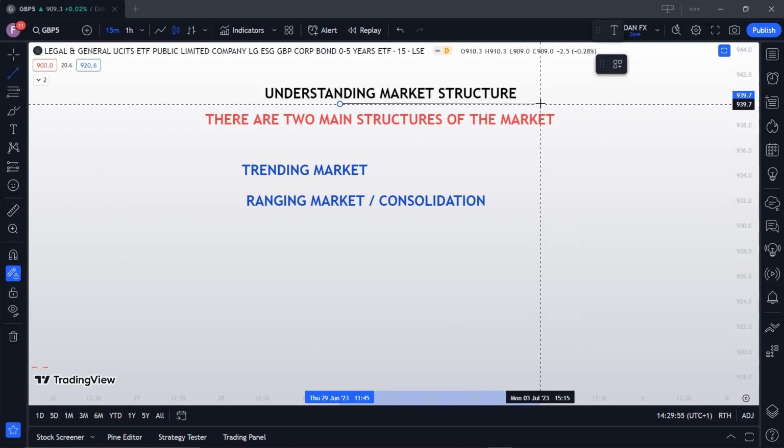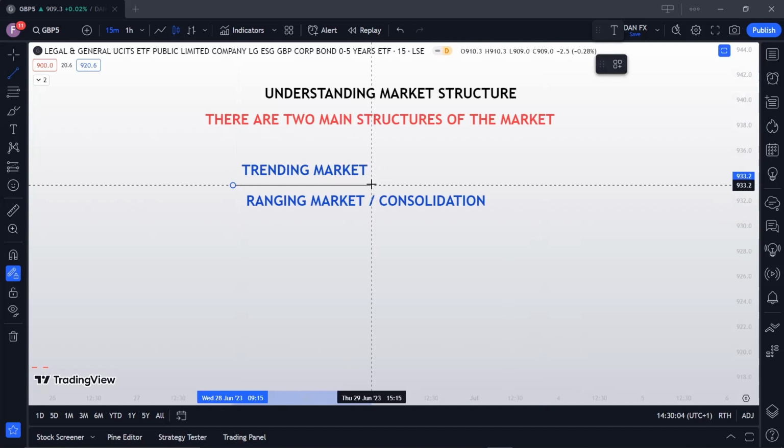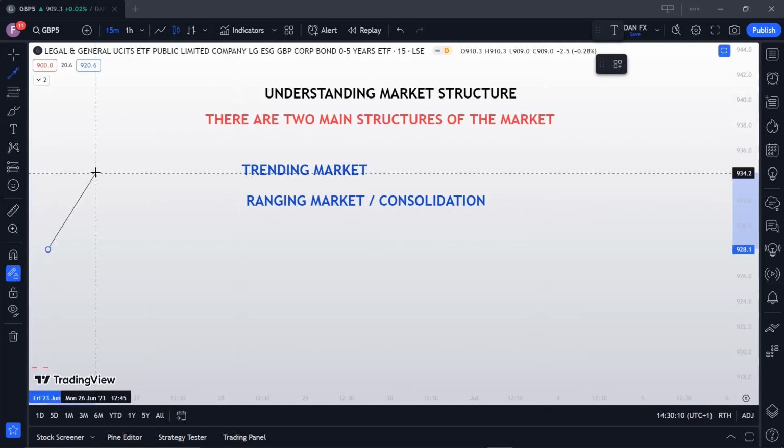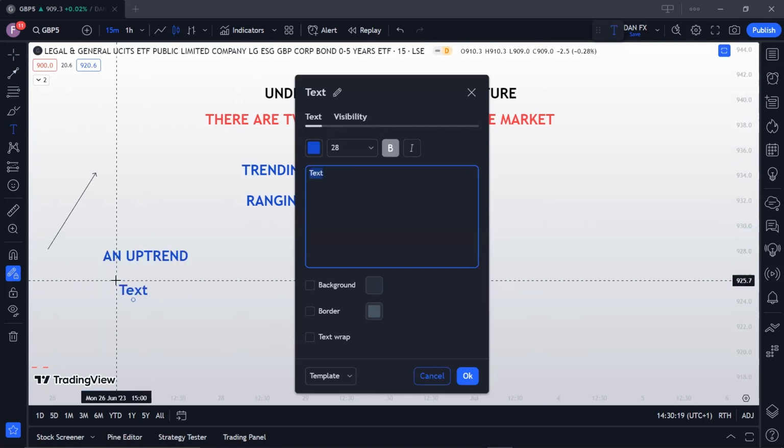That's basically market structure. And there are two main structures of the market. There are two ways the market moves. There's no other way the market moves apart from these two ways that it moves. And the first one is called the trending market. And the trending market is broken down into two things, uptrend and the downtrend. So when the market is trending to the upside, we call that an uptrend. And when the market is trending to a downside, we call that a downtrend.